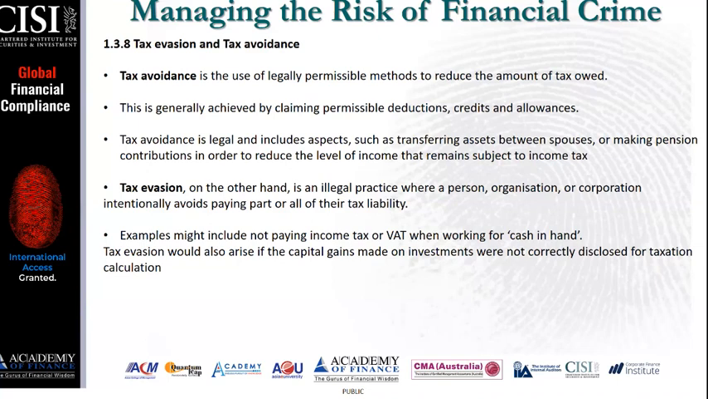Tax evasion, on the other hand, is an illegal practice where a person, an organization, or corporation intentionally avoids paying part of their full tax liability. Examples might include not paying income tax or VAT when working for cash in hand. So we spoke about cash in hand, and how when you have cash sales, some of the cash sales goes unaccounted for. And tax evasion would also arise if the capital gains made on investments were not correctly disclosed for taxation and calculation.